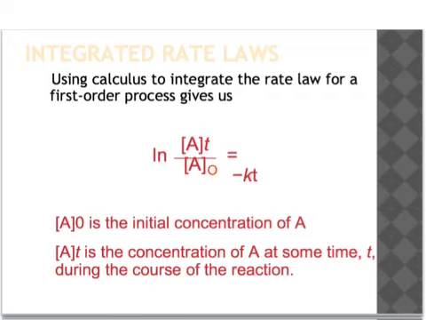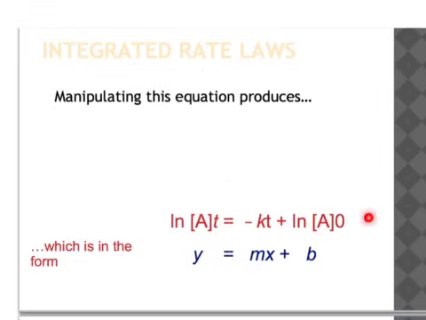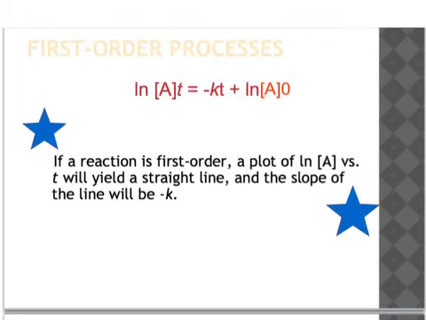Now we can take that rate law and use calculus to integrate it for the first order process. It's going to look like this, where this is the concentration of the particular reactant at time 0, and this is the concentration of the reactant at some other given point in time, which is equal to the negative rate constant times t. And if we further rearrange that, we get this equation, which is in the form of a straight line.